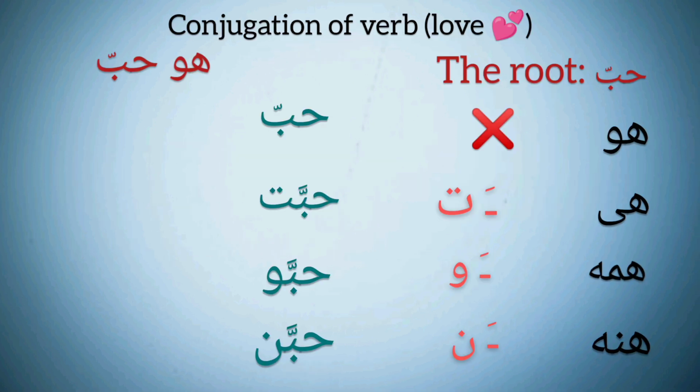Alright folks, in the previous lesson we understood that in order to conjugate Arabic verbs, first of all we need to know the roots of the verbs. Then, by adding some changes, we can conjugate them to other people. In lesson 8, we discussed two types of conjugation.